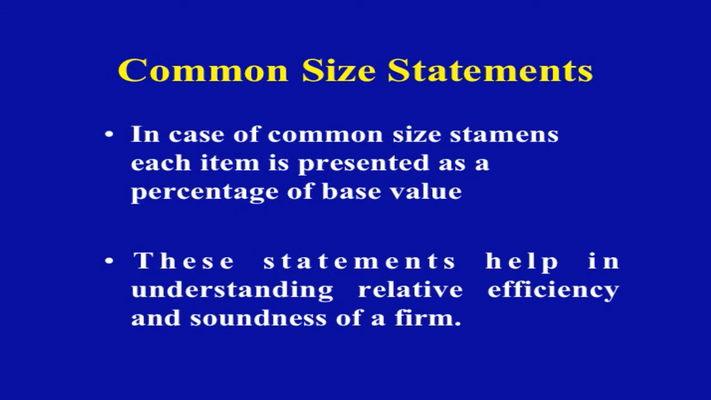Coming to the next tool, that is common size statements. In the case of common size statements, each item is analyzed as a percentage of one base value. That one base value is the net sales in the case of the profit and loss account, and in the case of the balance sheet we talk about the total of assets or total of liabilities. So, in the common size statements, each item is expressed as a percentage of the total value.